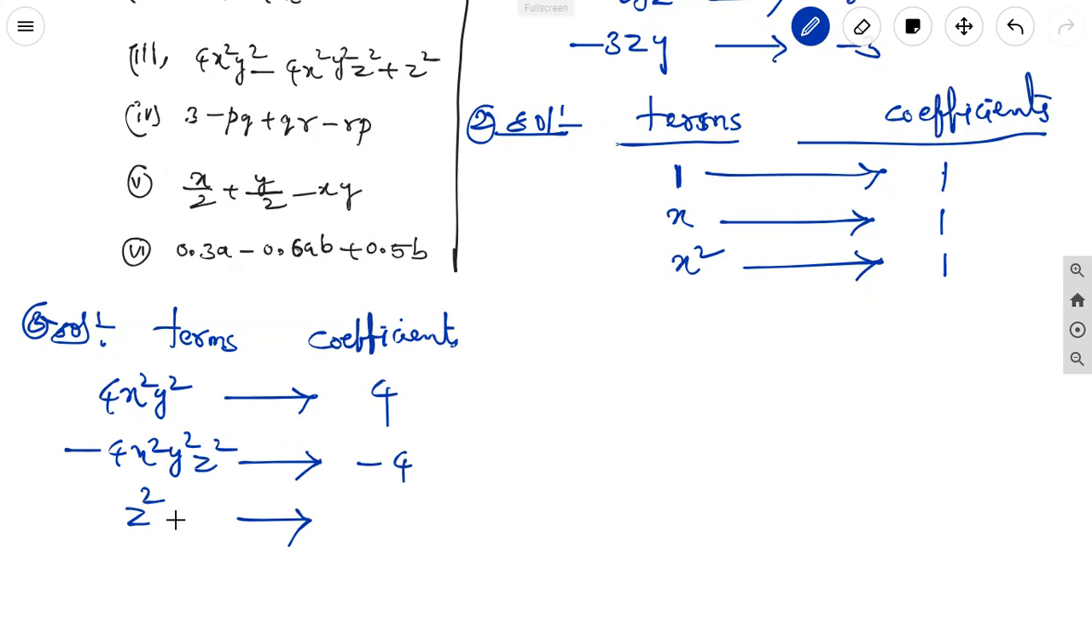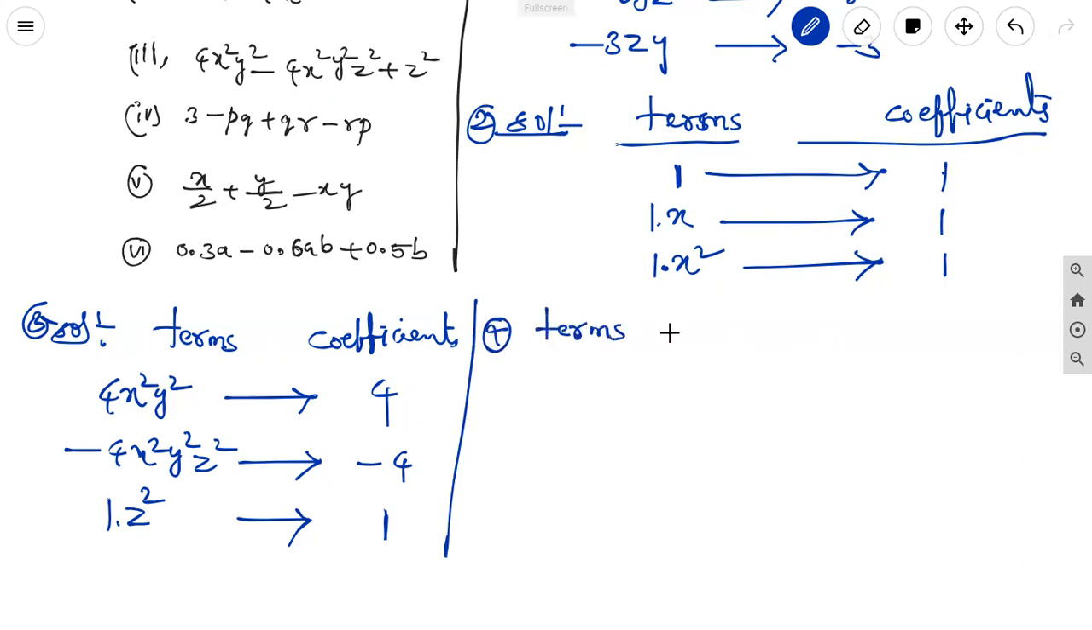Z square coefficient: no number is there, that is nothing but 1. 1 into z square is z square, so the coefficient of z square is 1. Here also x coefficient, no number is there, that is 1. X square coefficient, no number is there, that is 1. Next, the fourth one.